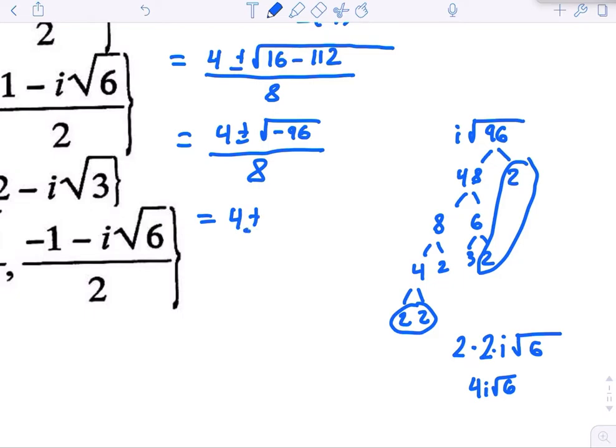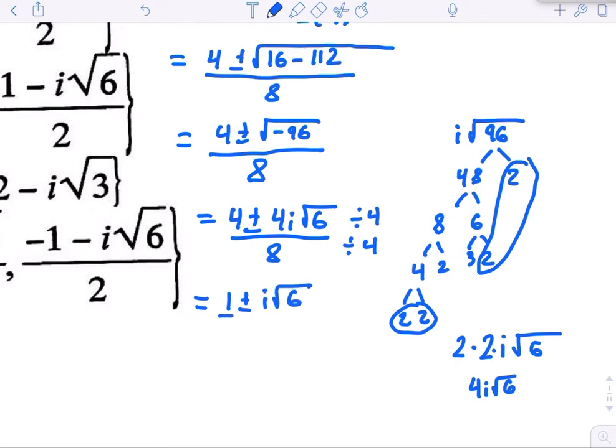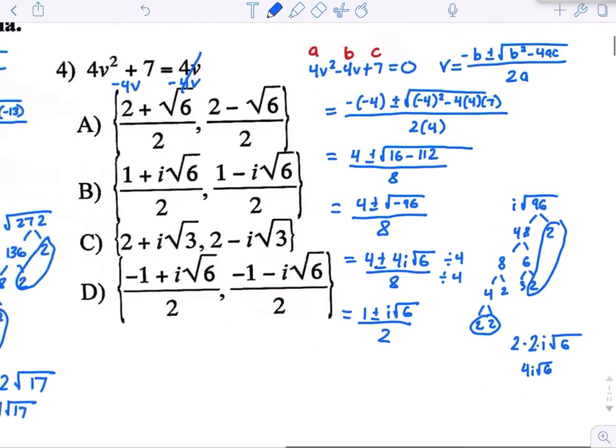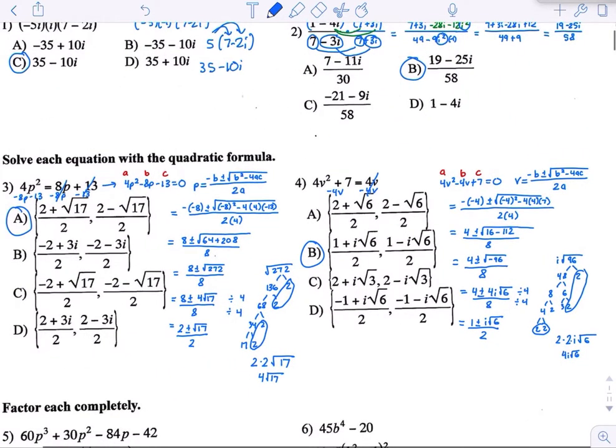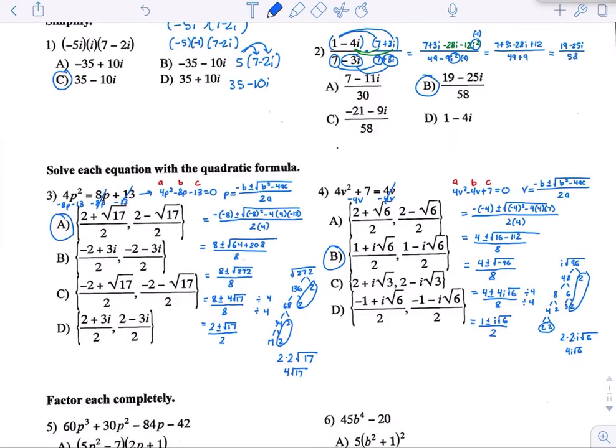So 4 plus or minus 4i square root of 6 all over 8. And recognize, right? 4, 4, and 8 can all be divisible by 4. Divide by 4, divide by 4. So 4 divided by 4 is 1, plus or minus. 4i divided by 4 is just i. And 8 divided by 4 is 2. So which one of these looks like that? Looks like to be that one. So that's B. Okay, moving on.